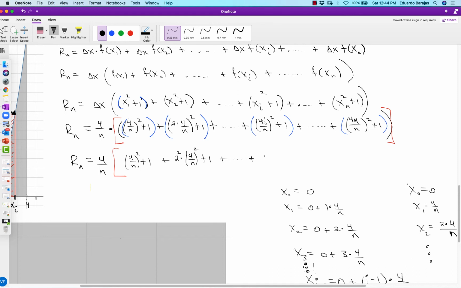The ith one is going to have i squared. Remember, it's not an imaginary number, so that has nothing to do with that. It's just the index i squared times 4 over n squared plus 1 plus dot dot dot, and then that last one is going to have n squared times 4 over n squared plus 1. And then again, close off this giant red bracket.